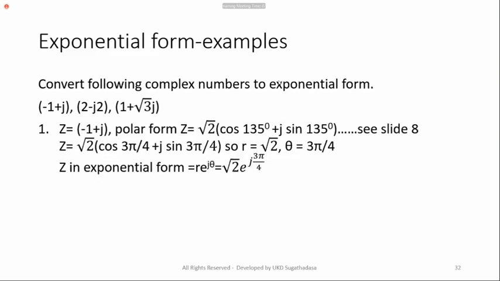Conversion, right? I think you see. Each complex number, first convert to polar form. I have taken the previous example, remember, not the new thing. Minus 1 plus j, we have discussed earlier. Polar form is this one: square root of 2 (cos 135 + j sin 135). That's already discussed. Slide number 8, right?